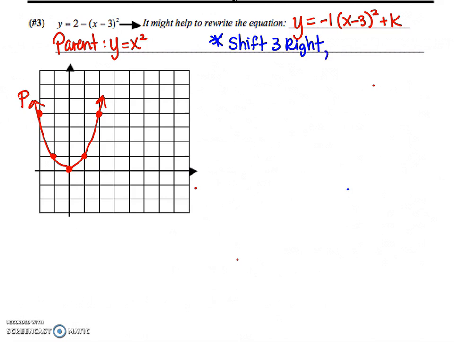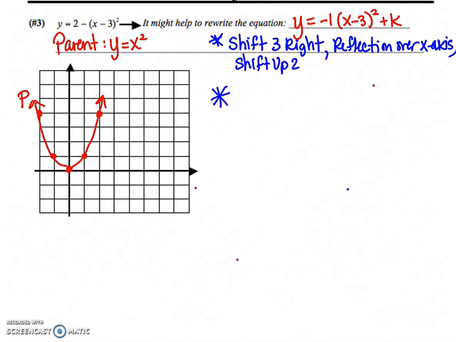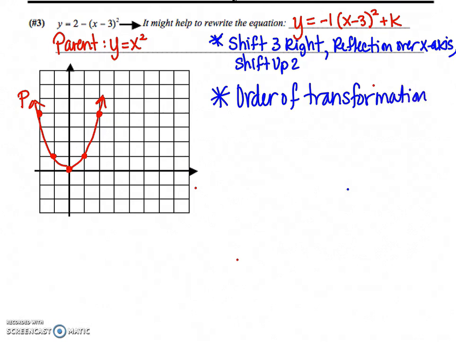Then the next thing would be the negative 1 out in front. That's going to be a reflection over the x-axis. And then the third, or the final thing, is that shift up 2. Okay, so again, I'm just going to write down here before I do any graphing, order of transformations matters. And I will do an example in class where I will prove to you why it matters that you do things in the right order.